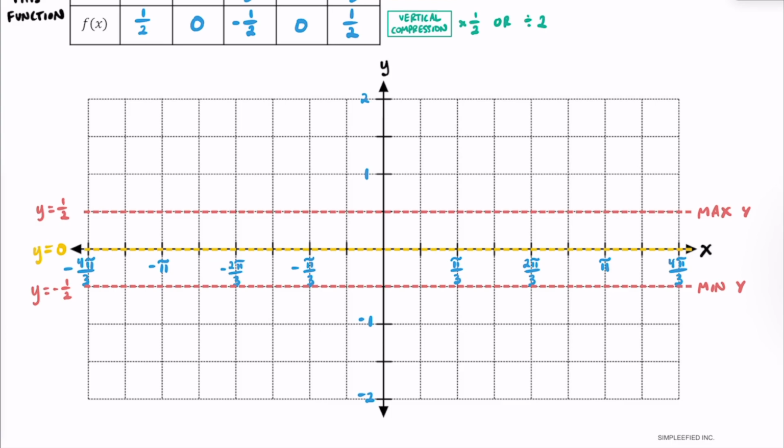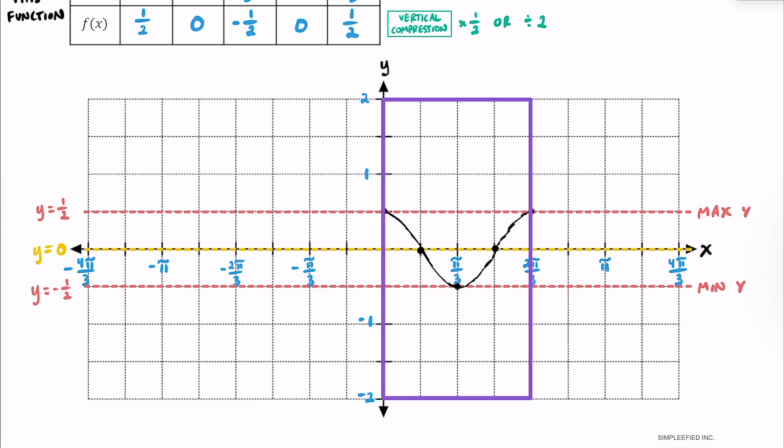All right, so our first point was 0, 1/2. That's going to be up here. Then we have pi over 6, 0. That's right on our midline. Then let's go down to pi over 3, -1/2. Then pi over 2, 0, back to the midline. And then finishing off this period, we're going to be at 2 pi over 3, 1/2, back to the same height at which we started. Let's just go ahead and now draw a smooth curve to show this graph.